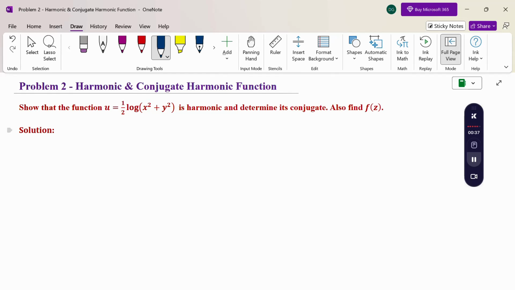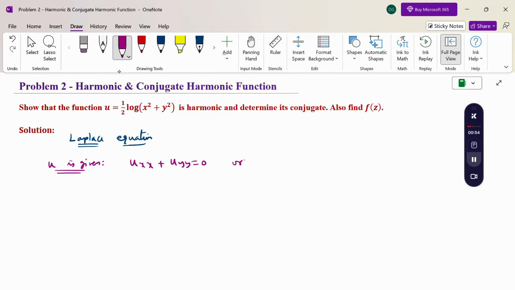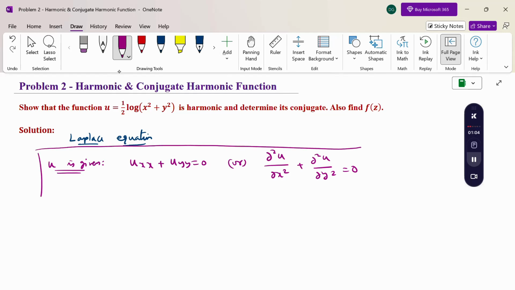When the given function satisfies the Laplace equation, then the function is a harmonic function. Therefore, what is the Laplace equation? Laplace equation, u is given, then uxx plus uyy equal to 0. Uxx is nothing but dou square u by dou x square plus dou square u by dou y square equal to 0. So this is the Laplace equation. The function satisfying this Laplace equation is a harmonic function.